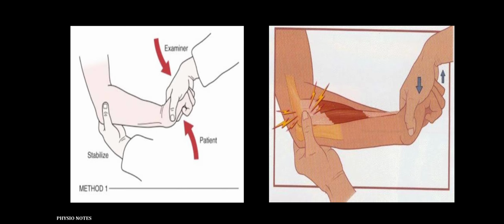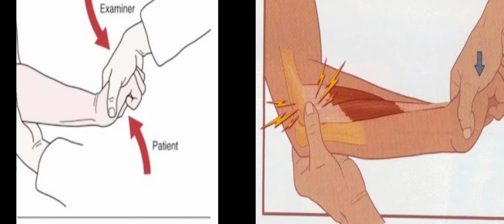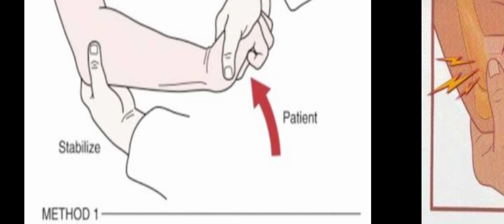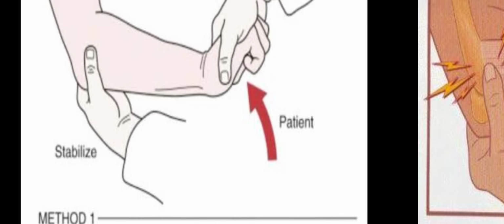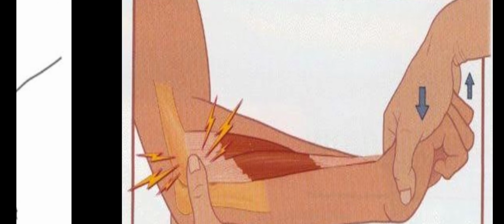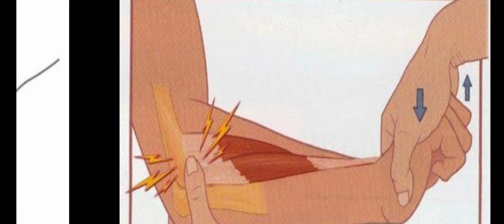So in these two pictures we can see that the patient's elbow is stabilized by the examiner's thumb on the lateral epicondyle of the humerus, and the patient is asked to make a fist, then pronate the forearm, then radially deviate and extend the wrist. While extending the wrist, the therapist has to apply resistance. If there is any pain in the lateral epicondyle, the test is positive.